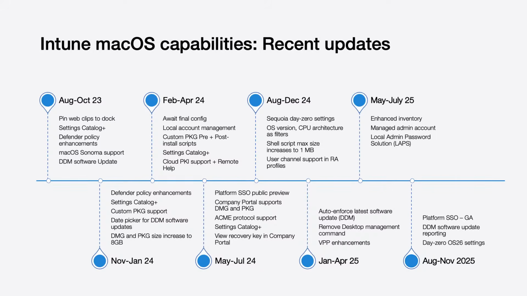We do similar with Defender. So as Defender partners and colleagues internally add additional capabilities to Defender, we import those and add them into the product. In 2023, so October 2023, we were adding support for Sonoma. And we also built DDM software updates. So we were the first MDM to put out DDM software updates, which was a huge improvement over the previous capabilities that we had for Mac update management.